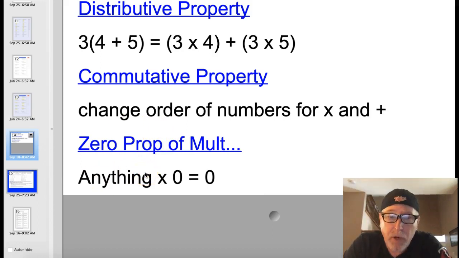We're not going to spend a whole video on it, but it just basically says that anything times 0 is 0. 5 times 0 is 0. 10 times 0 is 0. 100 times 0 is 0. Anything times 0 is 0. That's the zero property of multiplication. Copy these three down. You can use your own words. You can use my words in an example. I'll just pause it there for a minute.